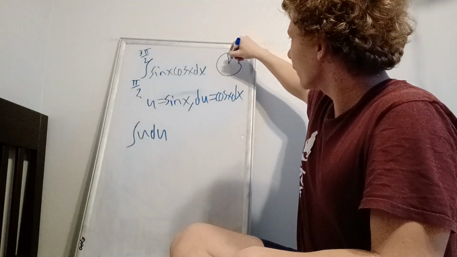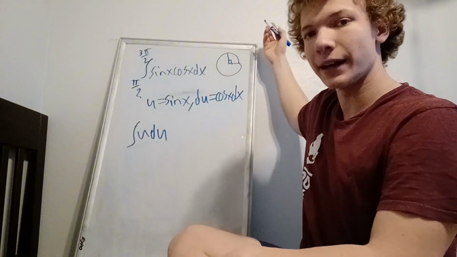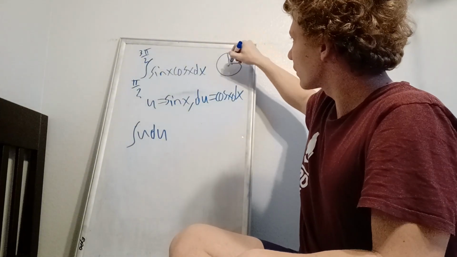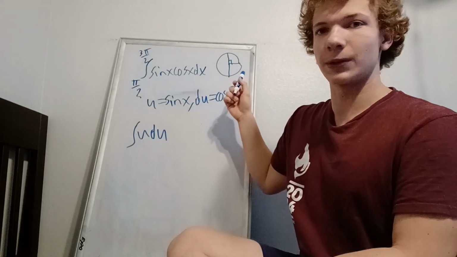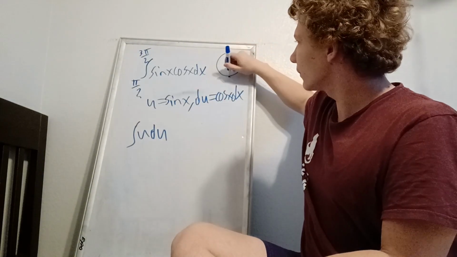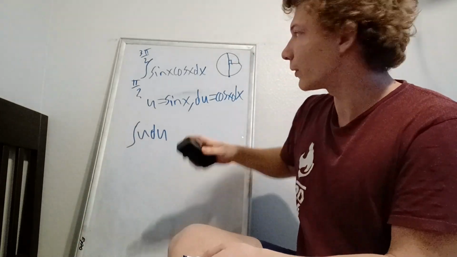This is pi over 2. This angle right here, it's 90 degrees. And then 3 pi over 2 is going to be all the way down here. Remember that sine is the y value of this point, so all the way up here is 1, all the way down here is going to be negative 1.